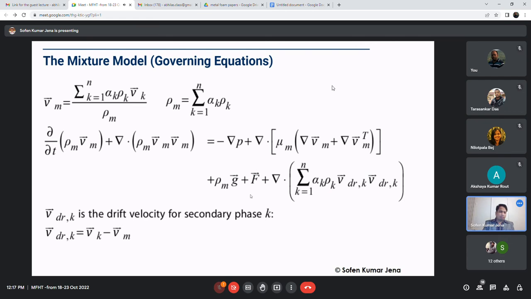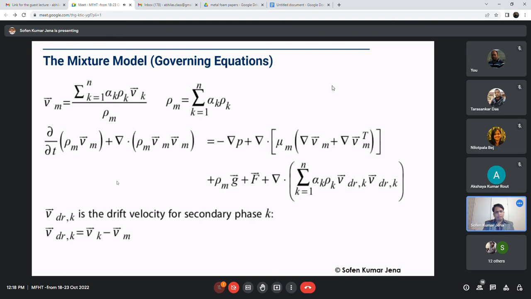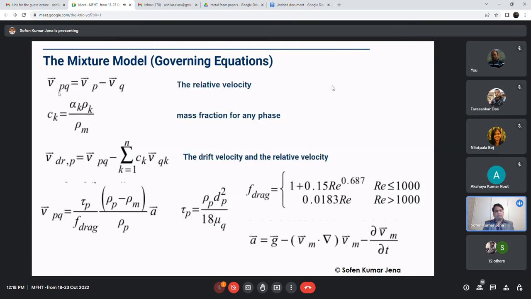So how is this drift velocity defined? The drift velocity is nothing but the relative velocity between the two phases, the relative velocity of phase one with respect to phase two, right? Sorry, this is the drift velocity, and this is the relative velocity. So now these are two phases, P and Q. The relative velocity is simply the velocity of phase P minus the velocity of phase Q. Then there is a mass fraction of any phase. We know the density, so the density multiplied by the corresponding volume fraction at a particular control volume, divided by the mixture density, gives the mass fraction.